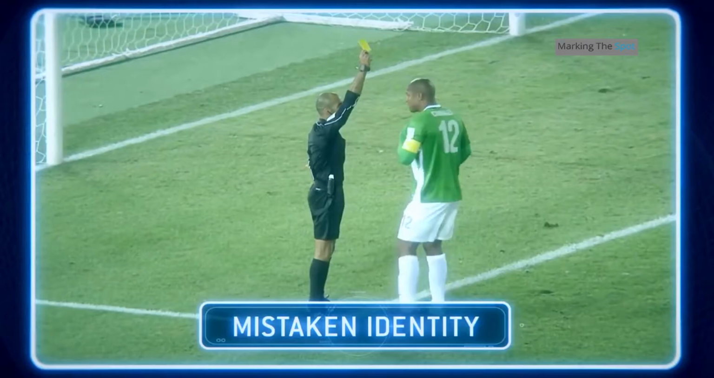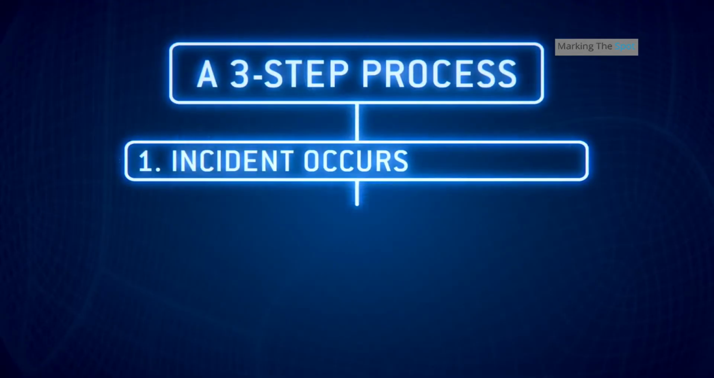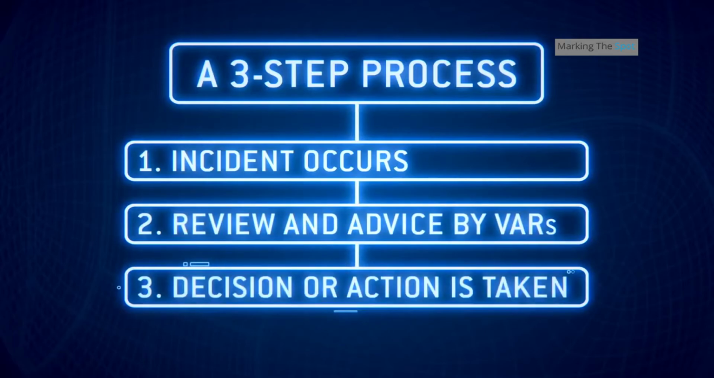Now, it is a 3-step process, and we're going to take a look at the 3 steps right now. So the 3 steps are as follows. Incident occurs, review and advice by the VAR, and decision or action is taken.